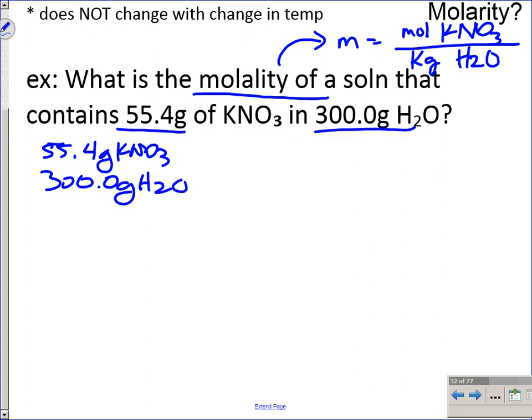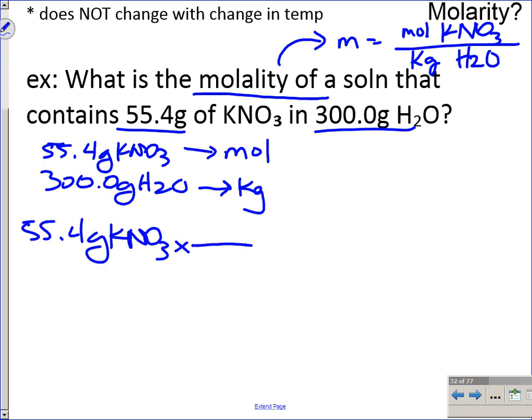I know you guys can pull your givens out there. Okay, Caleb, what do you want to do first, knowing that up there is what we want? Convert what to moles? Potassium nitrate. So we want to take this to moles because it's the solute, and we want to do what with this? Convert to kilograms. And then we're going to put it in the equation and mathematically divide. Thank you.